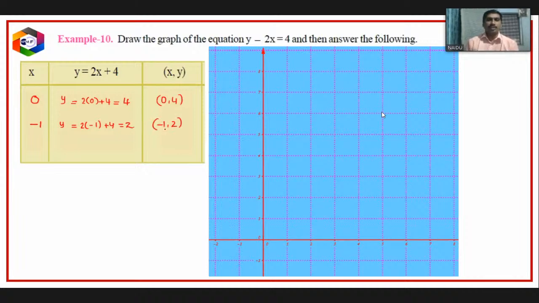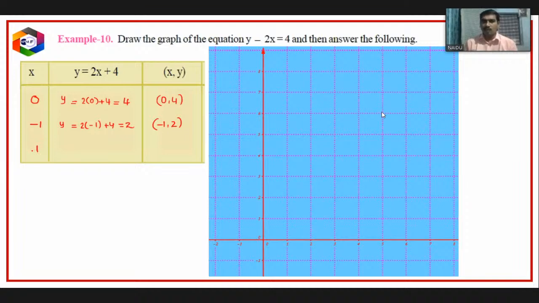And now the third point I am going to take. This time one positive value also. So let us consider 1 this time. So if possible, 0, one negative value, one positive value, minimum 3 points. Then definitely you will get the correct graph. Otherwise there may be a slight change or some error if you take 2 points only. So better to take minimum 3 points.